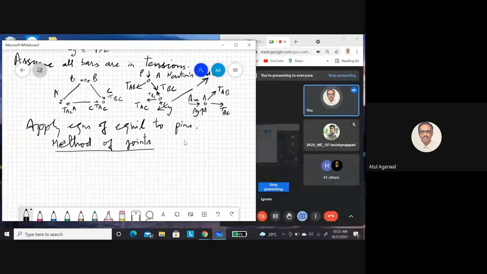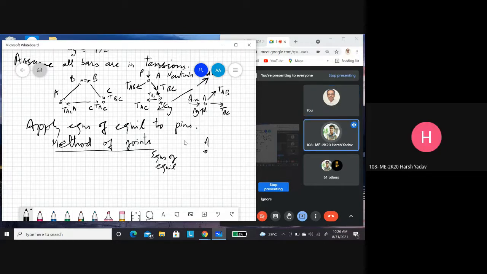So now we have to take joints, which is the method of joints. How many equations of equilibrium are there for a joint? One for the x-axis and one for the y-axis. Only two.